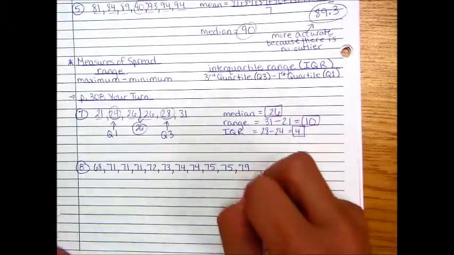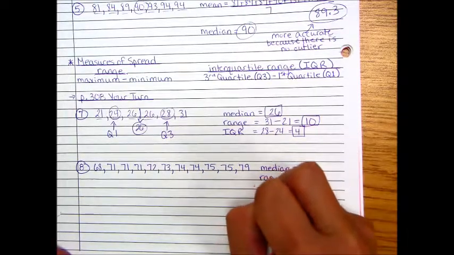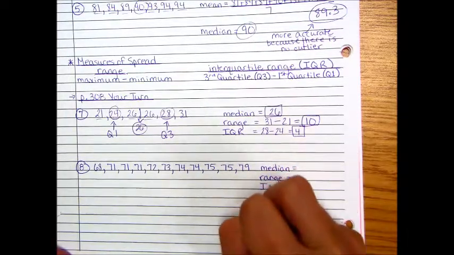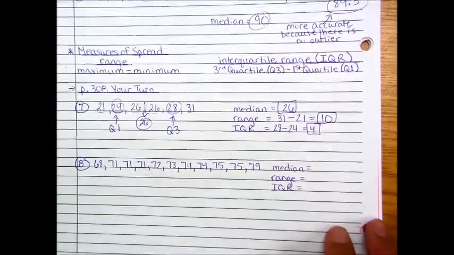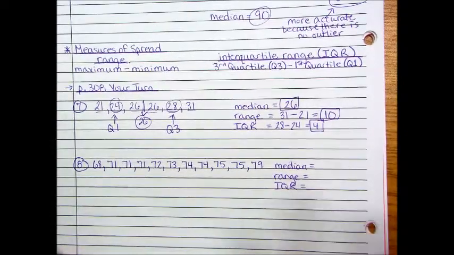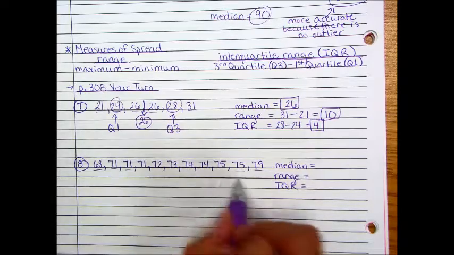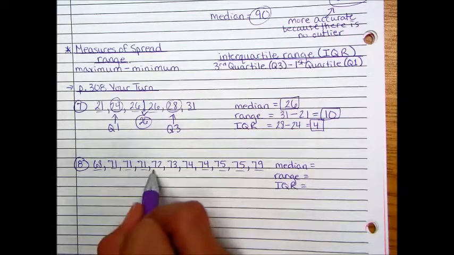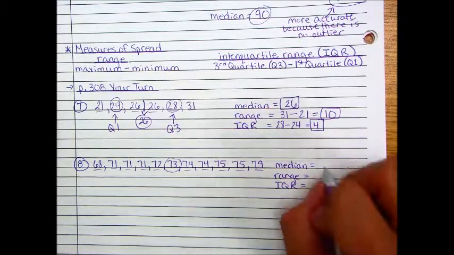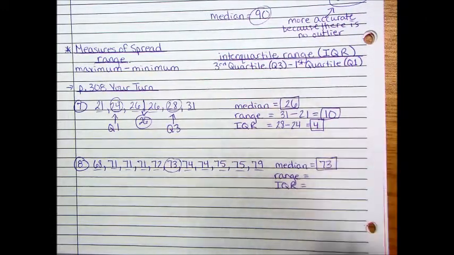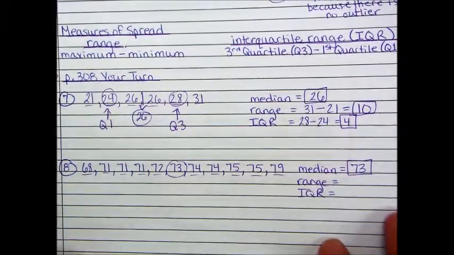Okay, median, range, IQR. So median. There's 11 numbers, guys, so there's going to be one that is smack dab in the middle. Find it. 1, 2, 3, 4, 5. Right there it is. 73. 73 is your median. Got it. That 73 is right in the middle, halfway.